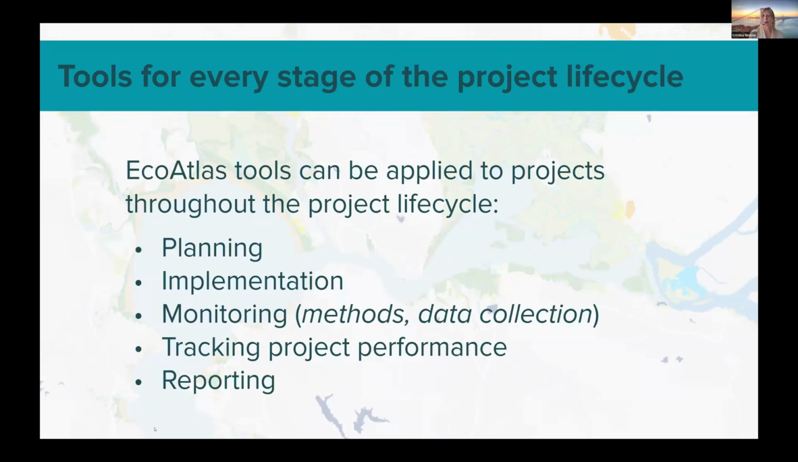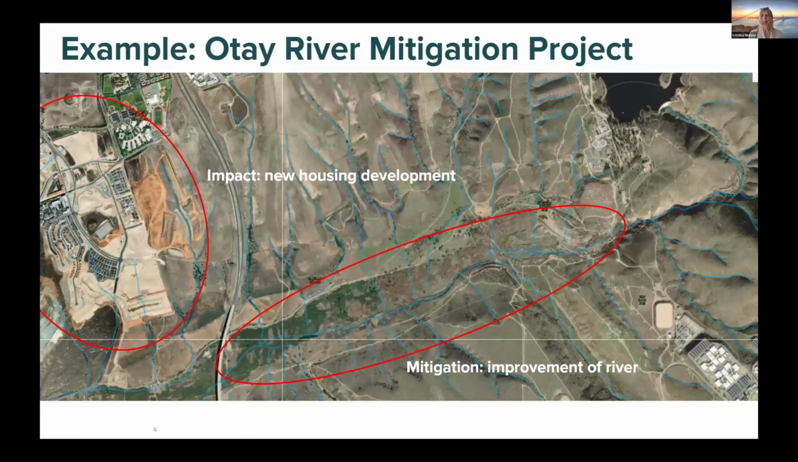So EcoAtlas tools can be applied at every stage of the project lifecycle, including planning, implementation, monitoring, and tracking project performance and reporting. And I'm going to show you an example in Southern California at the Otay River Mitigation Project to show you how these tools can be used for these different stages in the life cycle. So this one is looking at improvements of a river for mitigation due to new housing development.